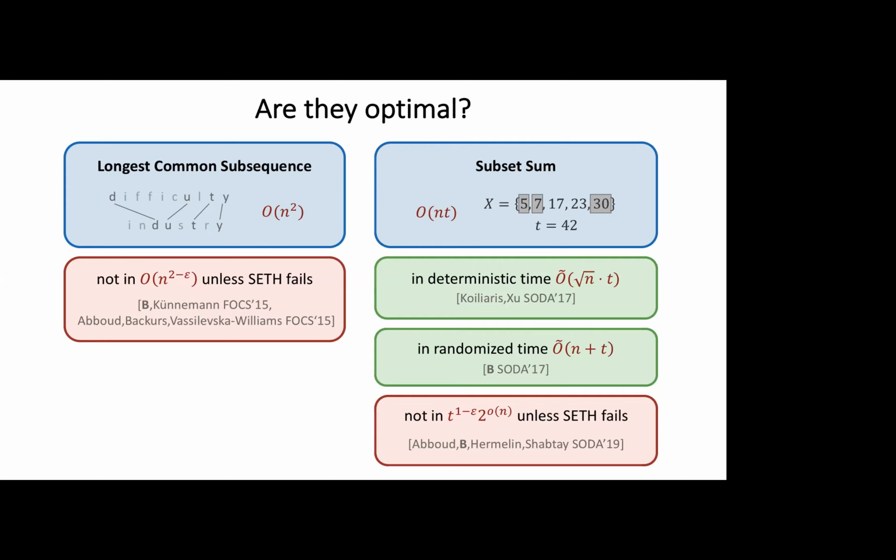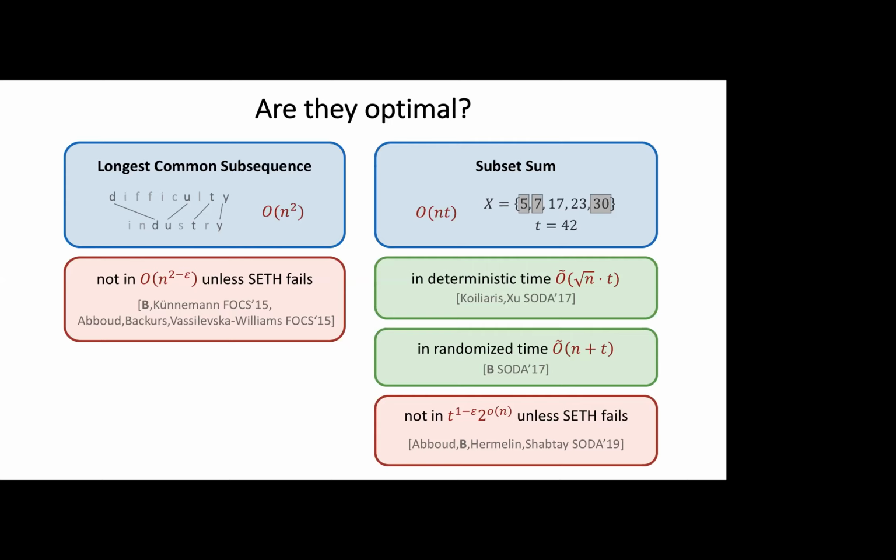These lower bounds also show that there is a difference between LCS and subset sum, right? Or that it makes sense that we now have a conditional lower bound for longest common subsequence. Because for subset sum, we didn't have a lower bound. We came up with a faster algorithm and it didn't have any immediate further consequences.